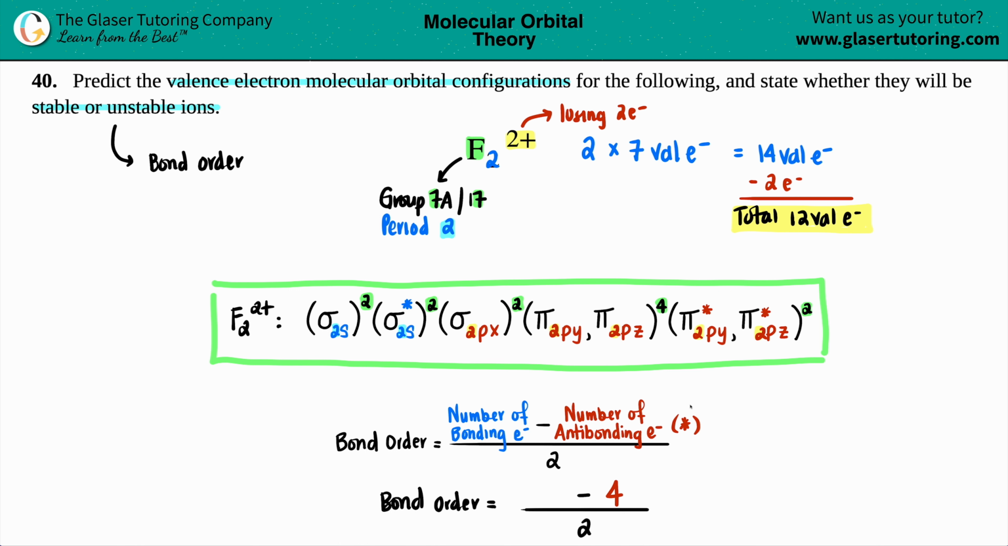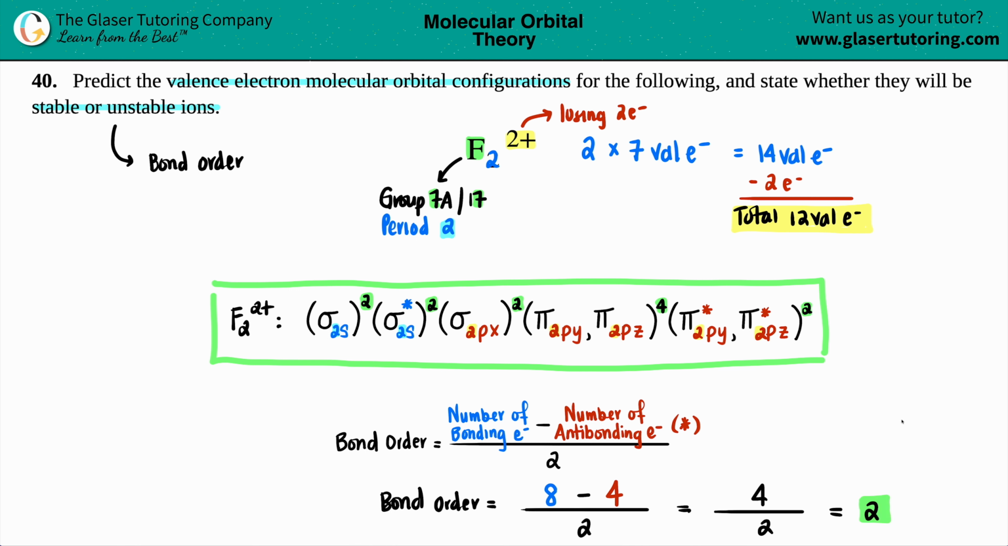Going over here. Your bonding electrons are basically everything else. So it's going to be this 2, and this 4. So 2 plus 2 is 4. 4 plus 4 is 8. So we have 8 over here. All right. So now we just do the math. 8 minus 4 is 4 divided by 2. 4 divided by 2 is 2.